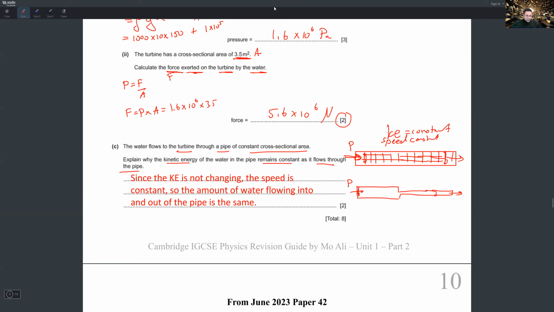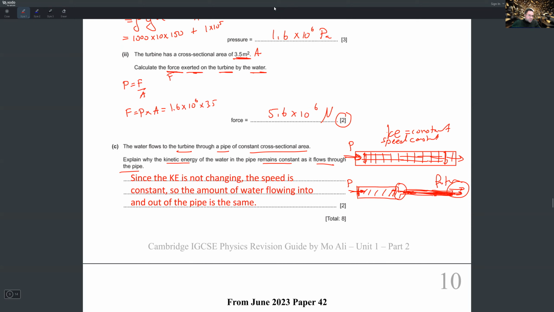No, because what's going to happen? The water here has to move faster to be able to get out with the same amount. The water here moves faster because now it's narrower, so it has to travel faster to get out of this pipe. So it moves faster because the area is not the same.